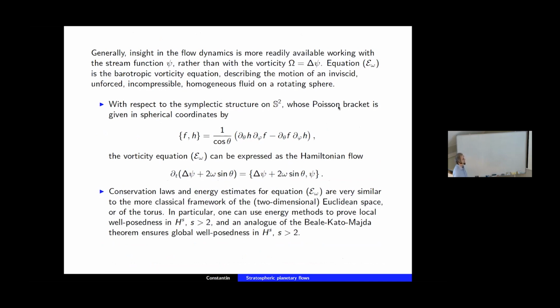So there is a symplectic structure. This is the Poisson bracket, and you can write this vorticity equation in Hamiltonian form like this. And there are some conservation laws that will be very important. Regarding well-posedness, the Beale-Kato-Majda theorem can be adapted to this setting. This is known to work. So you have global well-posedness in H^s for s bigger than 2. So the issue of existence of solutions is not a problem. What we are interested in is some special solutions that are physically relevant and the question of stability.